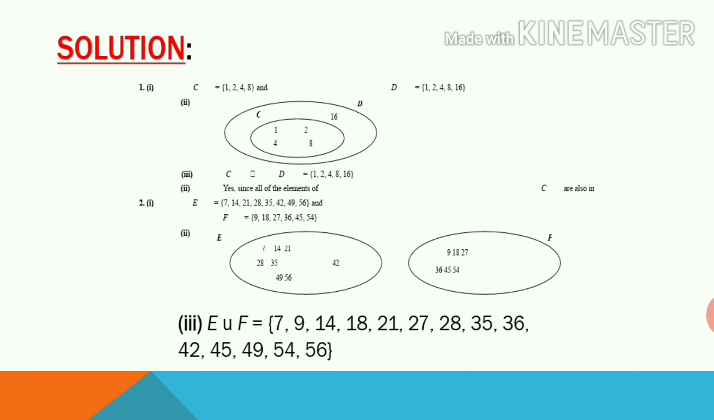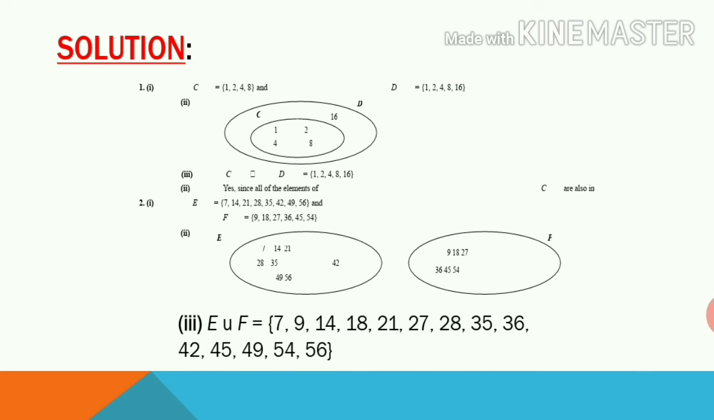Remember that the elements which are in the circle are showing that these elements are also there in D. The inner circle is also part of the whole circle, which is D. So these elements are also there in D. I hope that this is clear to you.